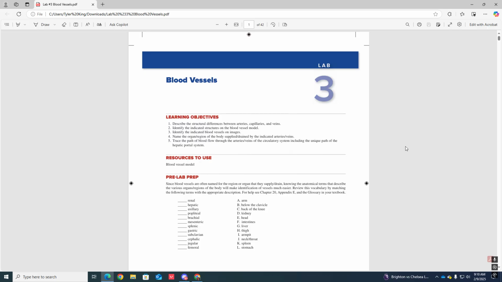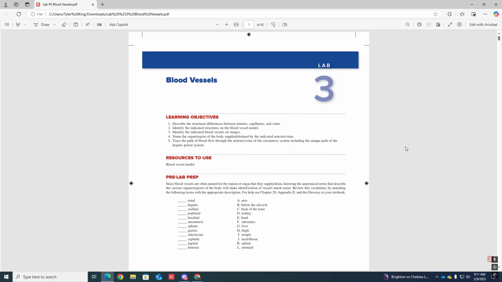So in this review, obviously we're going to go through the anatomy of the different types of blood vessels: arteries, arterioles, veins, venules, and capillaries. And then we're also going to chat about what the different kinds of blood vessels we can see in the body are, what they send blood to, and what they drain blood from.